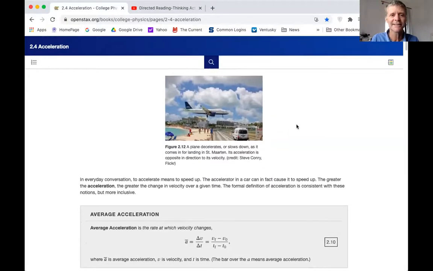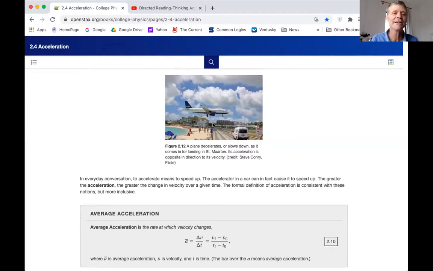So then we would go back to the text and I would have the students read the text. And so I would choose a student. So I'd say, for example, Elif, could you please read the caption under the image here? And so Elif reads, a plane decelerates or slows down as it comes to a landing at Saint Martin. Its acceleration is opposite the direction of its velocity. Well, that was one of the first questions in our anticipatory questions. Acceleration means getting faster. Well, here it says deceleration means getting slower. Okay, so already the student is thinking about some things they thought about.